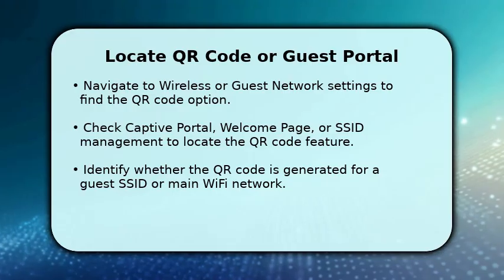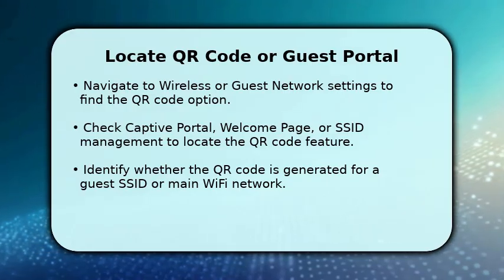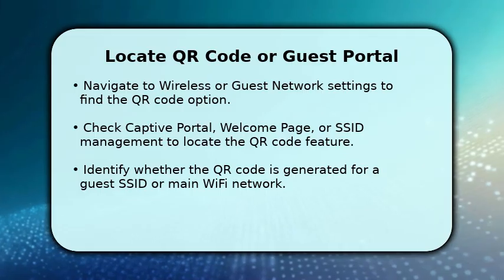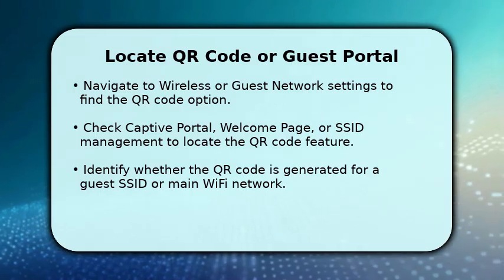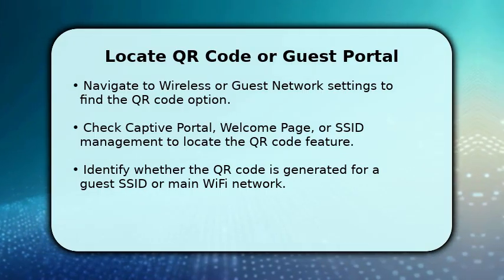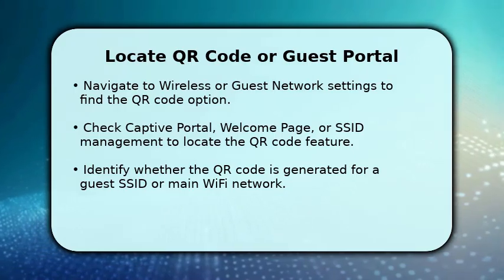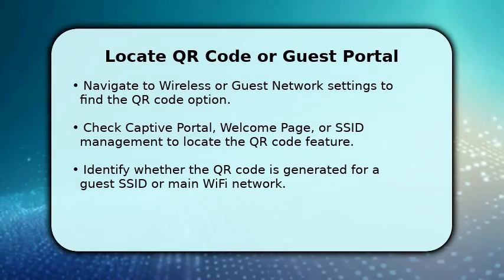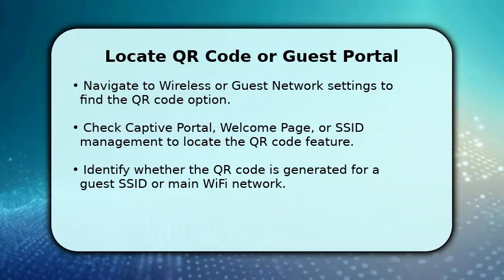Navigate to wireless or guest network settings to find the QR code option on your router. Check captive portal, welcome page, or SSID management to locate the QR code feature. Identify whether the QR code is generated for a guest SSID or the main Wi-Fi network.